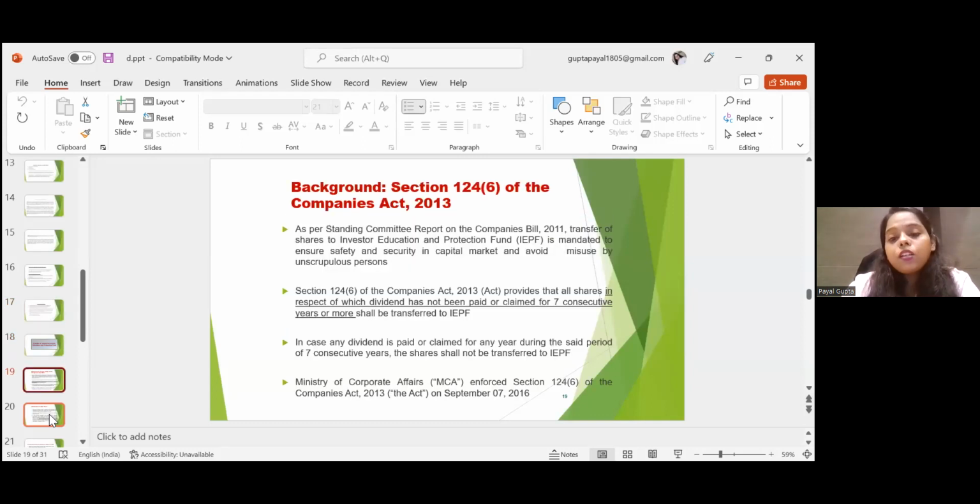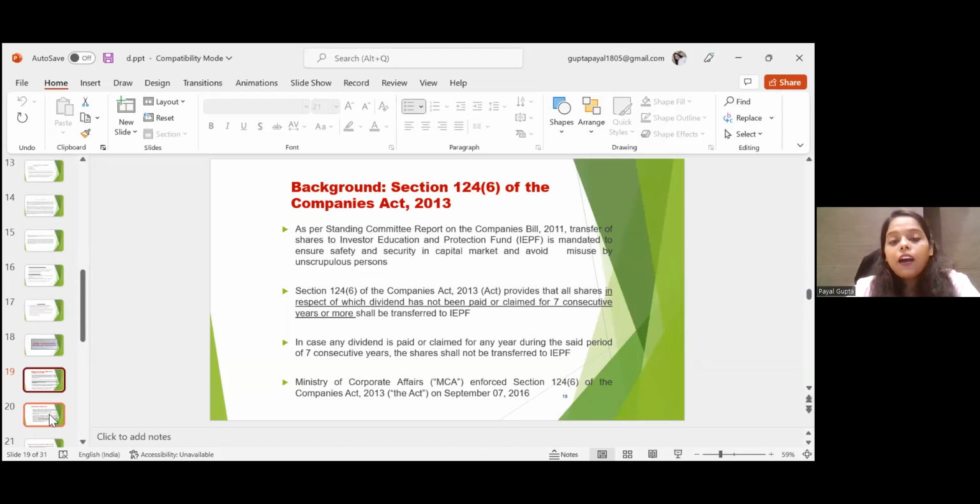So IEPF का concept ये है कि 7 सालों के लिए अगर कोई कंपनी डिविडेंड डिक्लेयर करती है और 7 सालों के लिए उस शेयर्स पे कंसिक्यूटिव 7 ईयर्स के लिए अगर उस डिविडेंड को किसी भी इन्वेस्टर ने या शेयर होल्डर्स ने इन कैश नहीं किया, नहीं क्लेम किया, तो उनका शेयर्स भी आईपीएफ में ट्रांसफर हो जाता है.